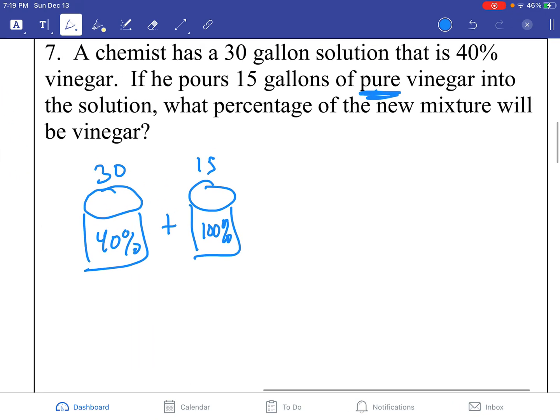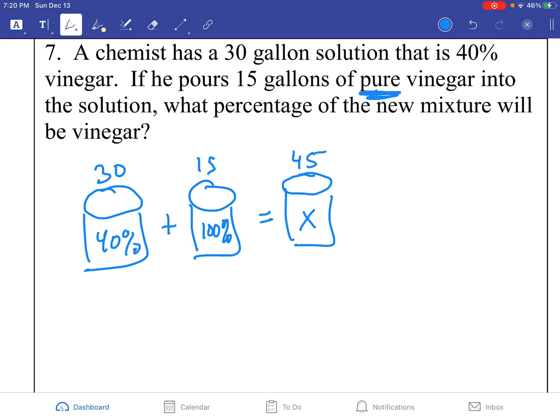Okay? Again, I would have tried to say this during the video for this particular lesson. If you're drinking something that's not pure water, you have to ask yourself, well, what else is in it? All right. Anyway, we want to know what the resulting solution is going to be. We're looking for what the percentage of that resulting solution is. So that's going to be our x. And we do know that since we're adding these 30 and 15 gallons together, that's going to give us a grand total of 45 gallons.